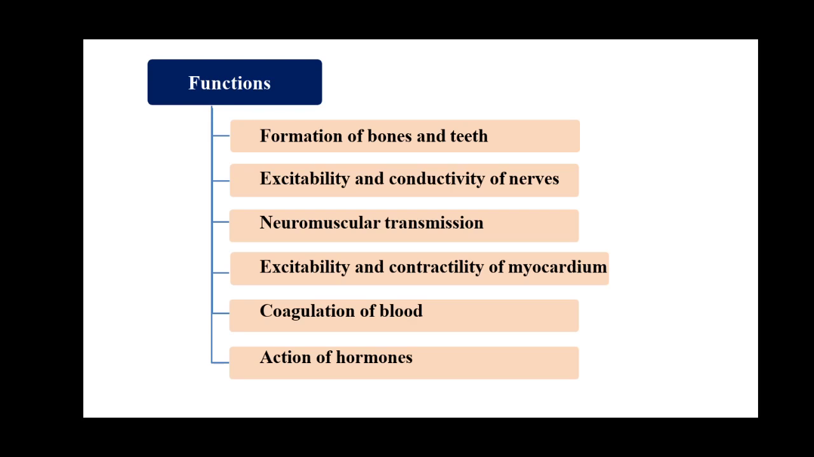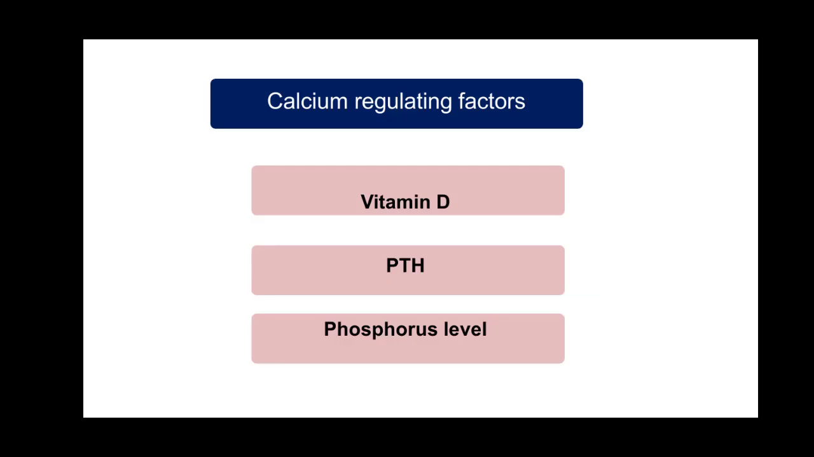So ionized calcium is the active form of calcium. And the functions are in the formation of bones and teeth, excitability and conductivity of the nerves, neuromuscular transmission, excitability and contractility of myocardium, coagulation of blood also, and it acts in the action of hormones. So calcium regulating factors will be vitamin D, parathyroid hormone, and phosphorus level.